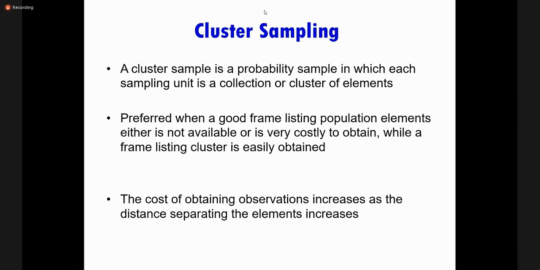Okay, so what happens basically when you don't have a list of the whole population elements or the people in the population or the facilities, whatever is your sampling unit? It is not available, or it will take lots of effort or money to obtain a list, while it's easier to obtain a cluster or a group of people randomly. So basically it is done.